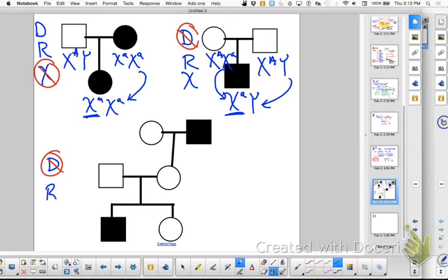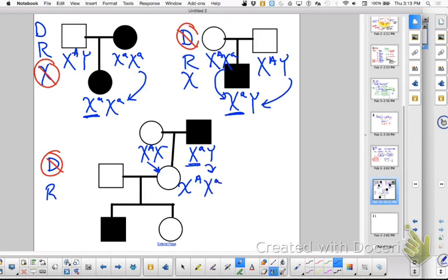Dad would have to be what? X little a. Mom is at least an X big A. We don't know about her other one. They have a girl. Does she have the disease? No, so she has to be an X big A. That would have to come from mom. Because dad, the only X he has to give her is a what? X little a. Okay.